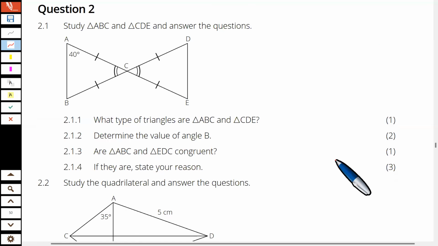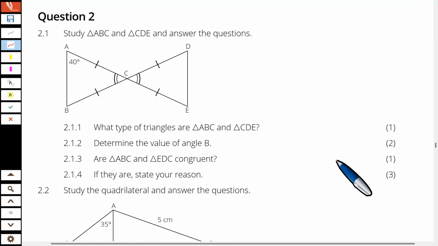Okay, let's look at this shape here. Study triangle ABC and triangle CED and answer the questions. So we are looking at these two shapes and need to answer the questions. What type of triangles are triangle ABC and triangle CDE?